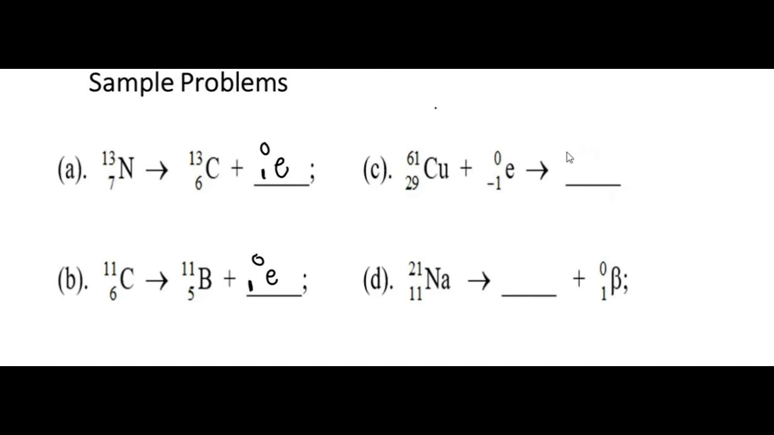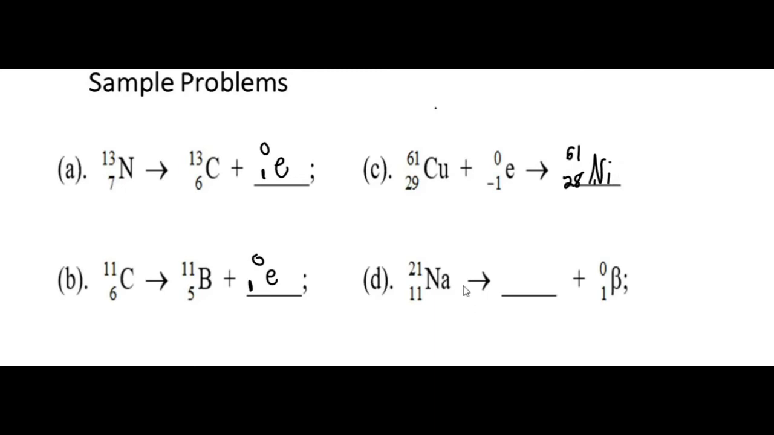So what shall we do here? What element is missing to make this equal to the copper? So we have 61 for the atomic mass and then 28 for the atomic number. Remember, 29 minus 1, 28. Now, let us look at the periodic table. What's the 28th element in the periodic table? So that would be nickel.